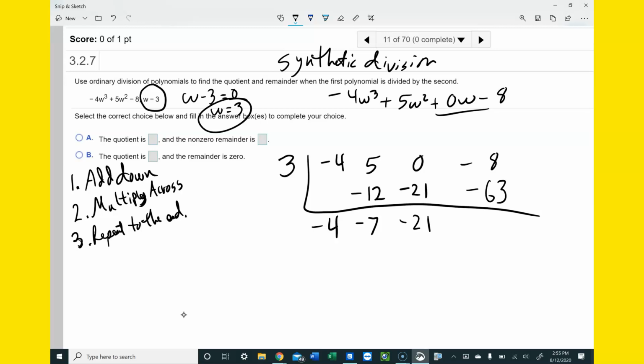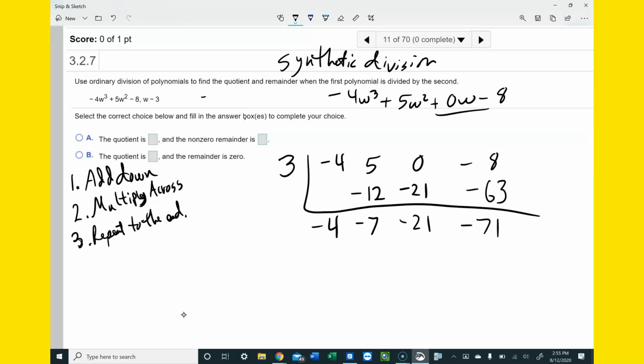Negative 8 plus negative 63 is negative 71. And basically the process is over. Now I just have to take what I've got down here and interpret that as the answer that the problem is asking me about.